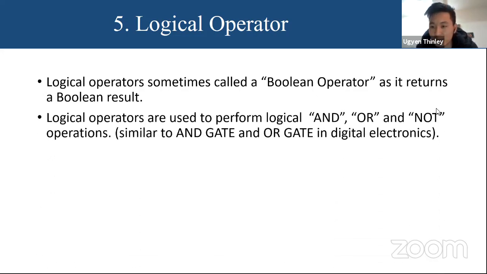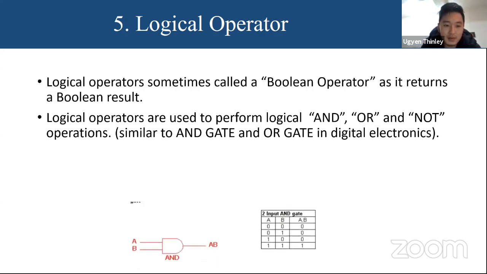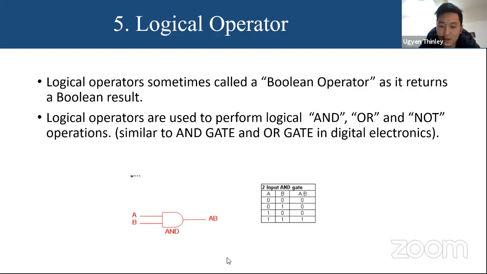Then next, logical operators are used to perform logical AND, OR, and NOT operations. It is similar to the AND gate and OR gate in digital electronics. So if you have a background in digital electronics, implementing these logical operators is pretty easy. Even if you are not from a digital electronics background, you don't have to worry. This is simple. For example, for an AND gate, you have two inputs, A and B, and you put them through an AND gate.